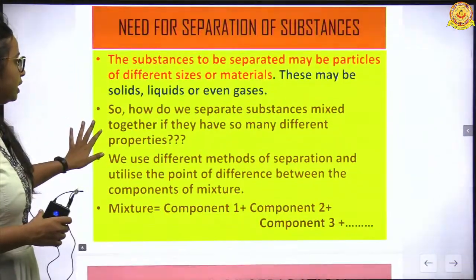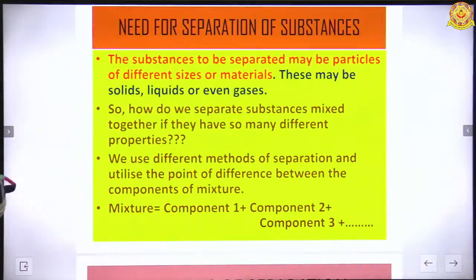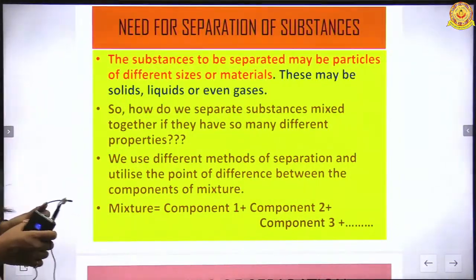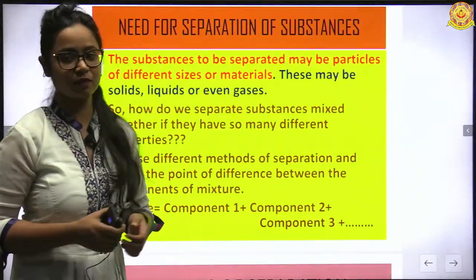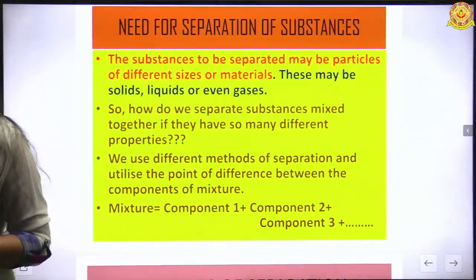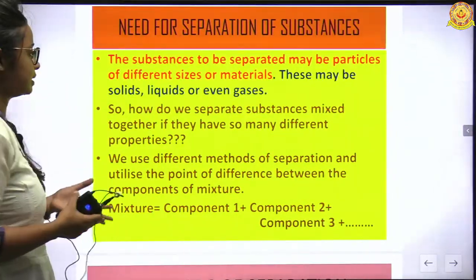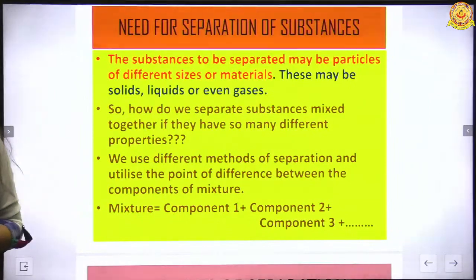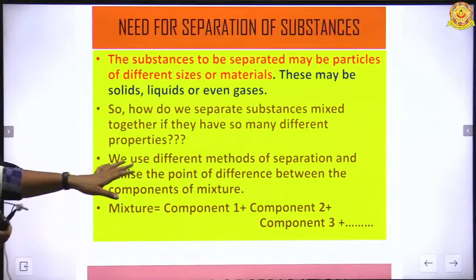Okay, need for separation of substances. What is the need of the substances to be separated? There may be particles of different sizes and material. These may be solid, liquid, or even gases. Obviously there are three states from which you can separate things of different size and material. How will you differentiate that? You have to remove different useful components and non-useful components from that. How will you recognize? By their size, by their shape, by their color.